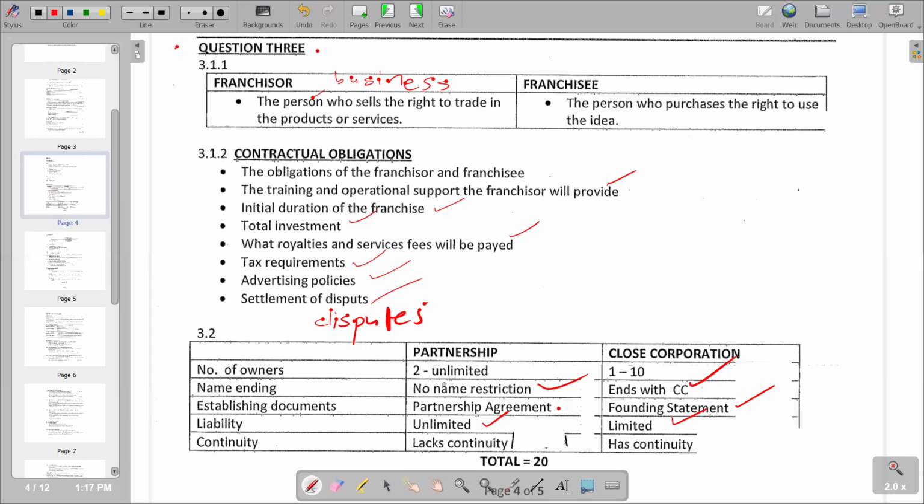And then we've got continuity. Partnership lacks continuity, whereas close corporation has continuity. By continuity, we mean that upon the death of the owner the business will stop operating when it lacks continuity; it's not going to operate if the owner is not there. But when there's continuity, even if the owner dies, the business will still operate. So that's the characteristic of a close corporation, that it has continuity. This is the last part of our third question.